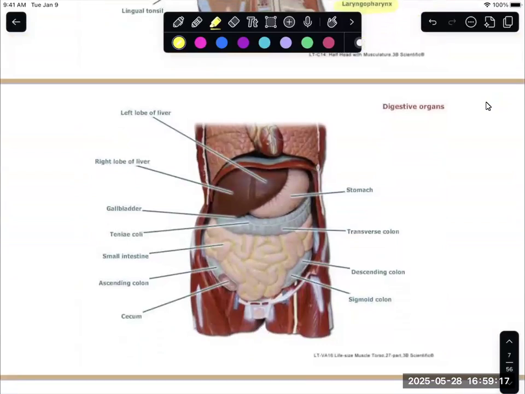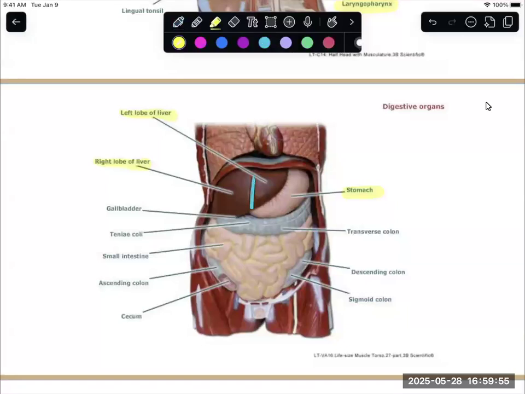Now, if we look at the digestive organs, we'll start with the stomach. We have two separate lobes of the liver, a right lobe and a left lobe. There's usually some ligament that is drawn through here. I think I've got it on some other pictures later that show that division of the right and the left side. This is pointing at the gallbladder, but you can't really see it. I've got some better pictures.